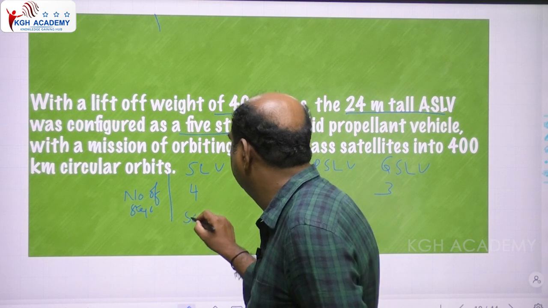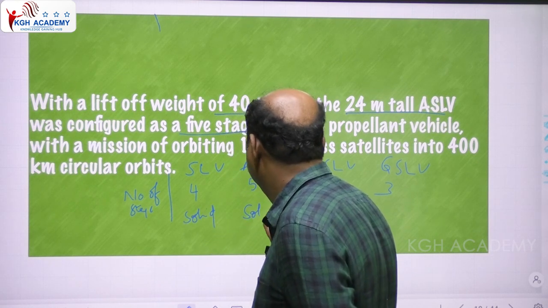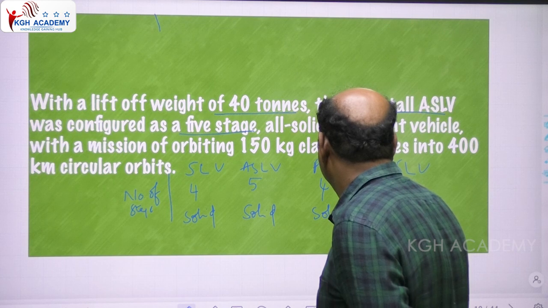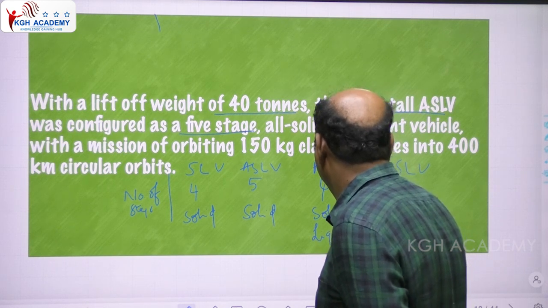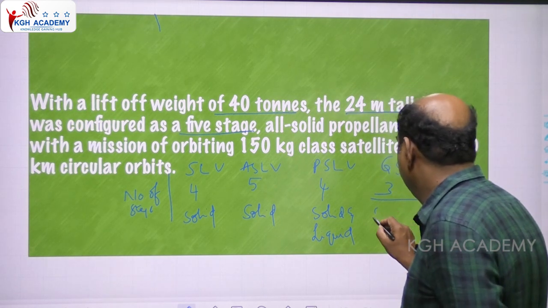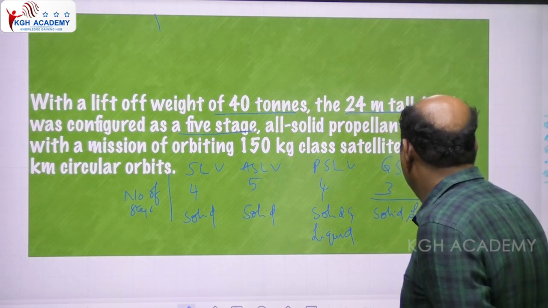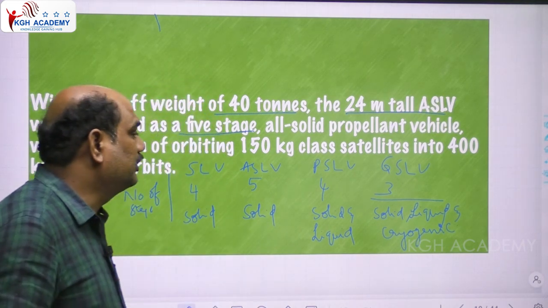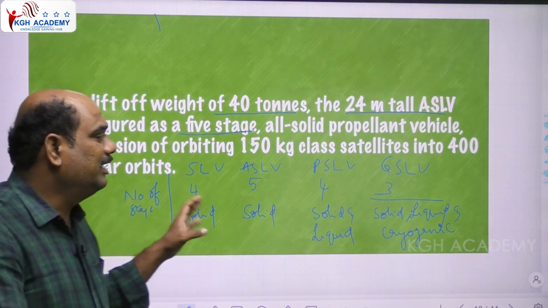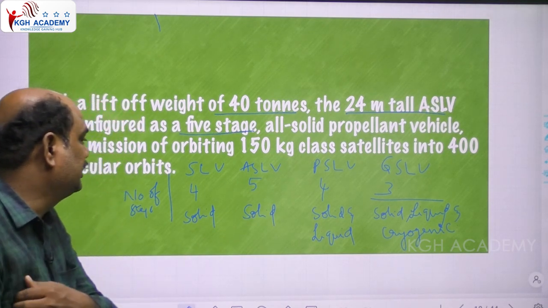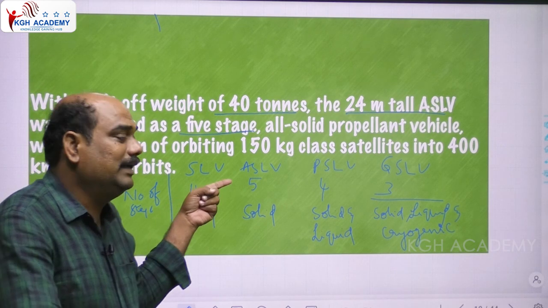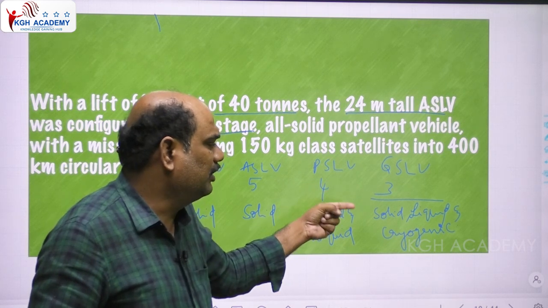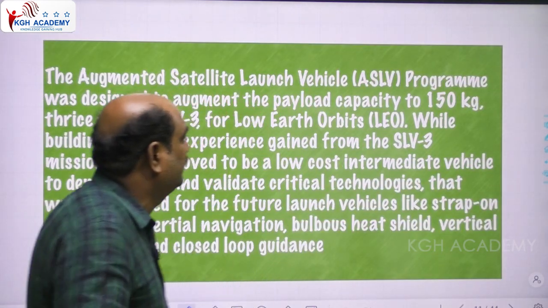Here, for the type of fuel, we can say SLV is solid. In PSLV we can say solid and liquid, and in GSLV a combination of solid, liquid and cryogenic. These are the various launching vehicles: SLV, ASLV, PSLV and GSLV. SLV is a 4-stage launching vehicle which carries solid fuel. ASLV, 5 stages, solid fuel. PSLV, 4 stages, solid and liquid. GSLV, 3 stages, which carries solid, liquid and cryogenic engines. So that is what has been mentioned.